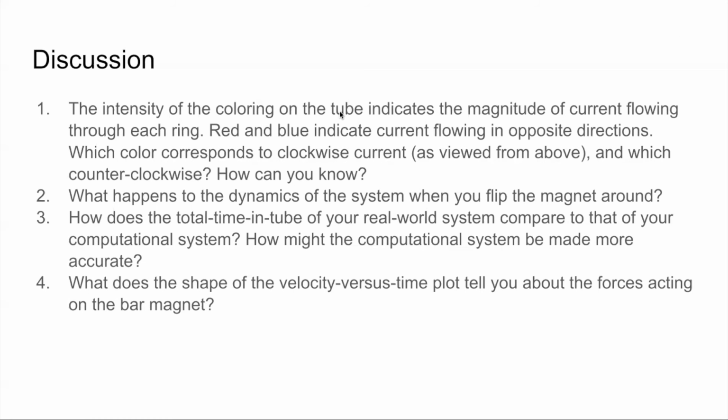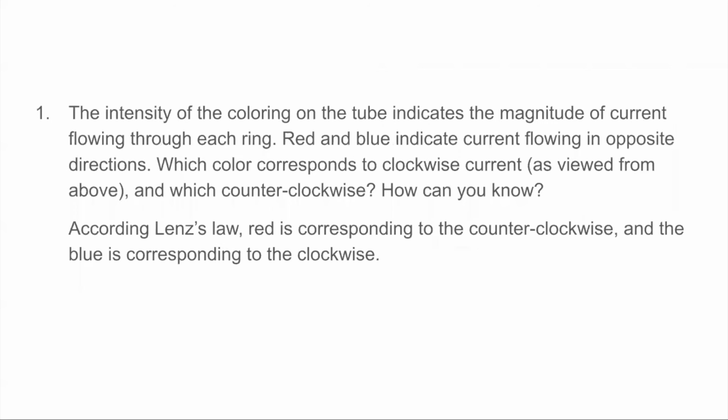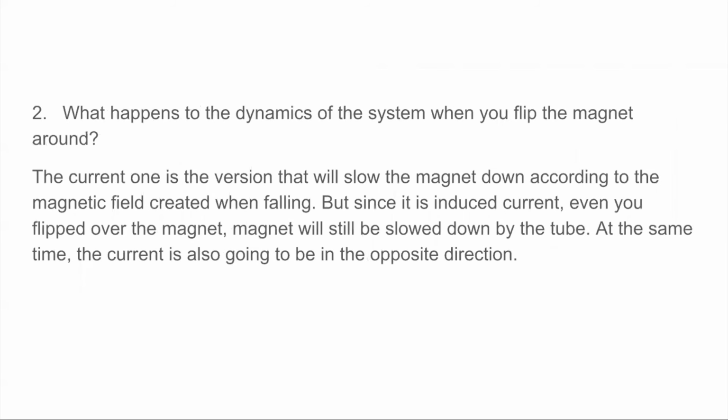Discussion questions. There will be a total of 4 discussion questions from Canvas. The first one: the intensity of the color on the tube indicates the magnitude of current flowing through each ring. Red and blue indicate current flow in opposite directions. Which color corresponds to which? According to Lenz's law, you can tell red corresponds to counterclockwise and blue corresponds to clockwise. What happens to the dynamics of the system when you flip the magnets around?